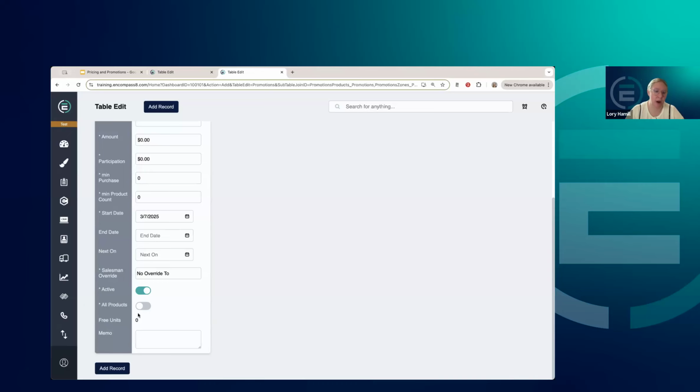All right, all products. This one is going to do exactly what it says. This is one of those easy buttons too. Let's say I have 1,600 SKUs of products in my system. If I wanted all of them to get a $2 discount for whatever reason, this would be a good use case for the all products button. I don't want to create 1,600 different promotions products records. I would just toggle this on.